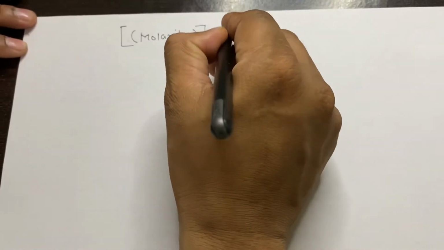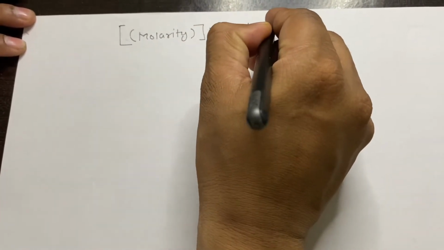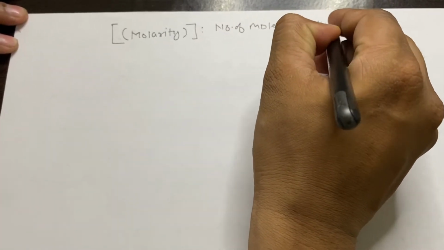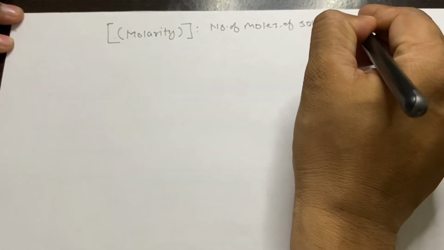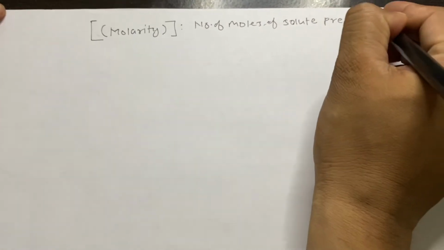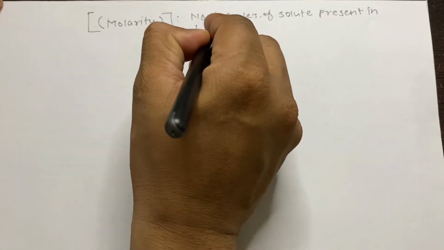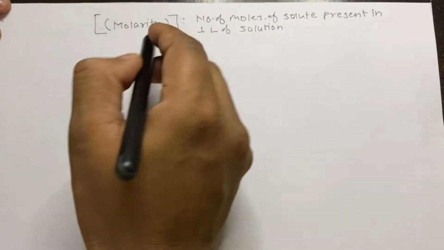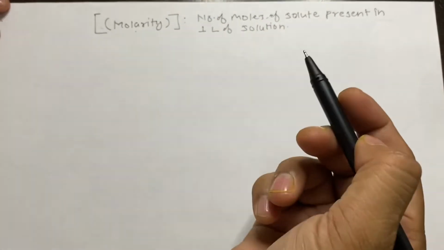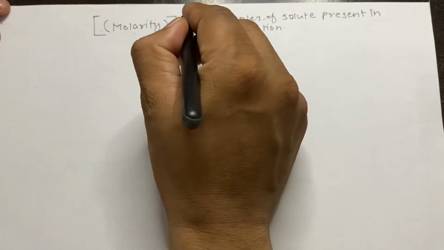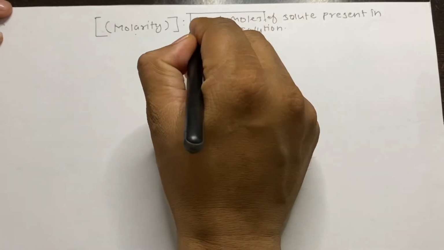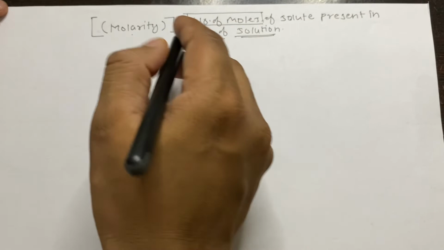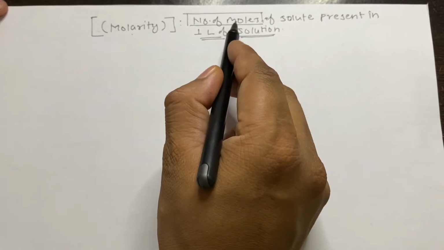Molarity is the number of moles of solute present in 1 liter of solution. It is to be noted that to find the molarity from different data, we must calculate the moles per liter of solution. So simply, focus on how to calculate the number of moles and the volume of solution.